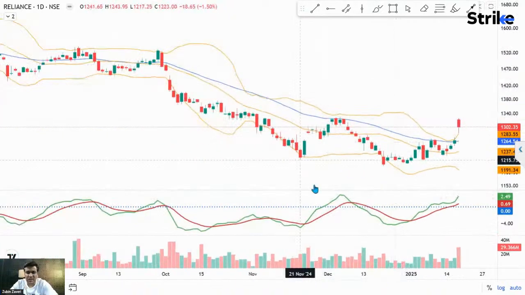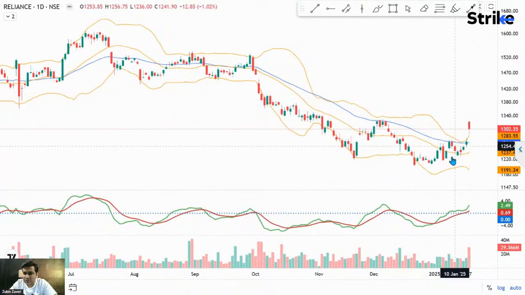So I'm sure you know how to change the layout also. Simply just move your mouse and you will get the desired screen. So yeah, this was a Bollinger Band squeeze.